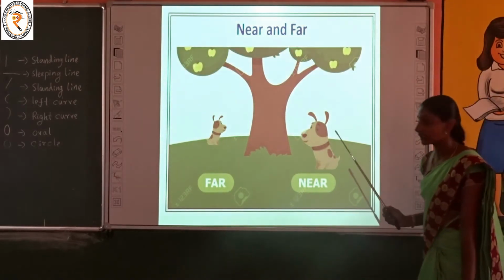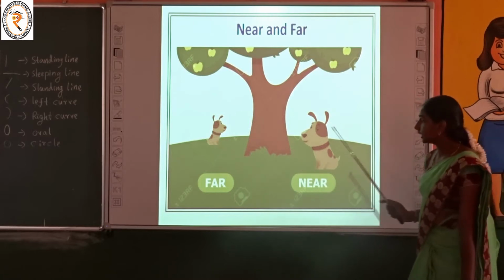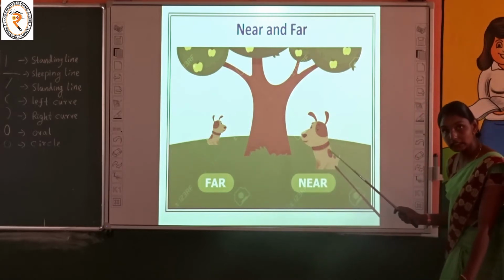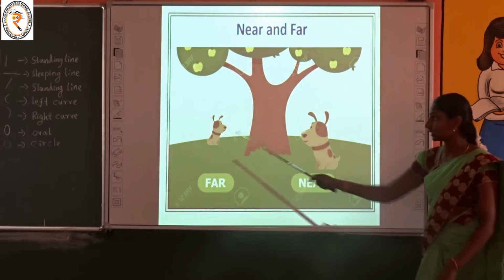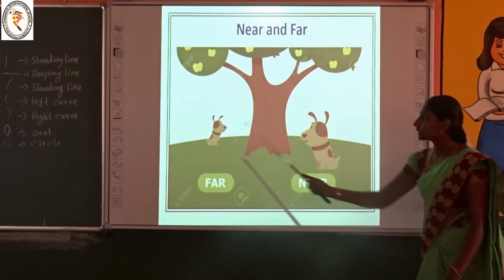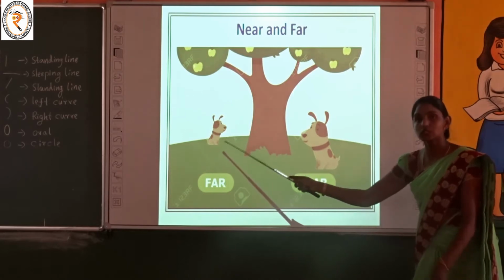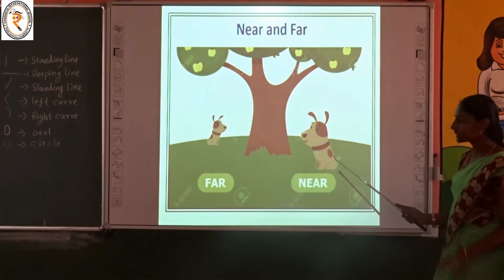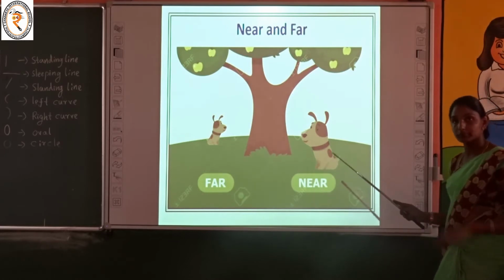Can you see the picture? There is a tree. There are two dogs. This dog is sitting near the tree. This dog is sitting far from the tree. Can you see the dogs are in different sizes? Because this dog is sitting far from the tree, that's why it looks small. This dog is sitting near the tree, that's why it looks big.